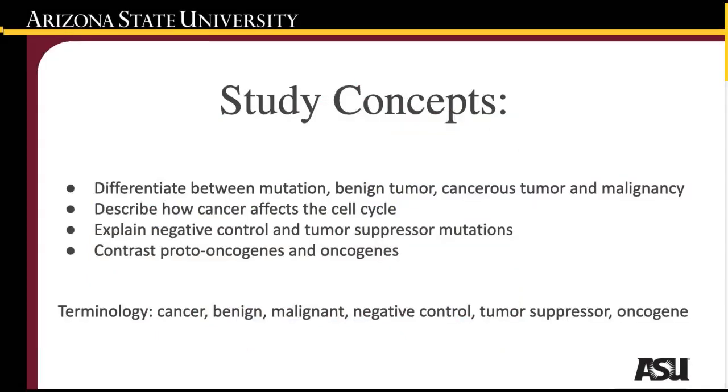Students should be able to differentiate between mutation, benign tumor, cancerous tumor, and malignancy. Students should be able to describe how cancer affects the cell cycle. Students should understand negative control and tumor suppressor mutations. And students should be able to indicate the difference between proto-oncogenes and oncogenes.